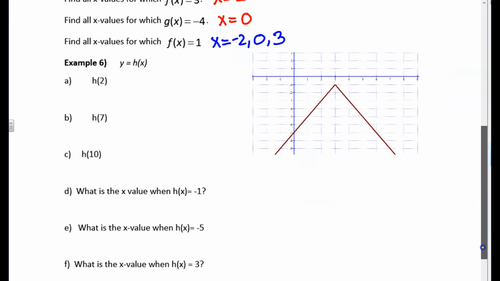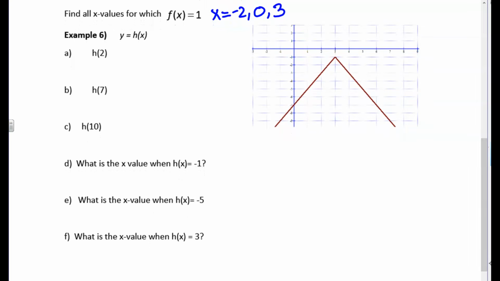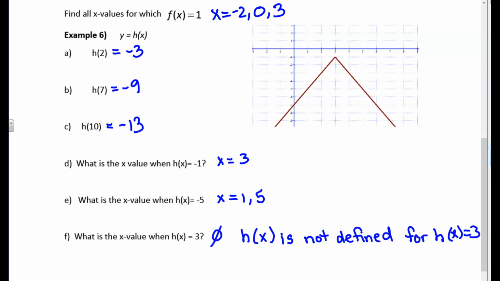So now I want you guys to take a look, and I want you all to solve example 6 fully on your own. All right, these were not too bad, but I wanted to point out 2 of these to you. On example C, our graph doesn't fully show h of 10, but we can actually extrapolate and look at the pattern and figure out where it's going. And when you look at that, you can see that you're going towards -13.